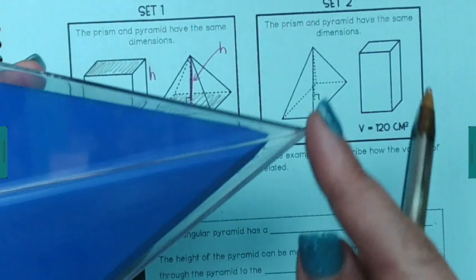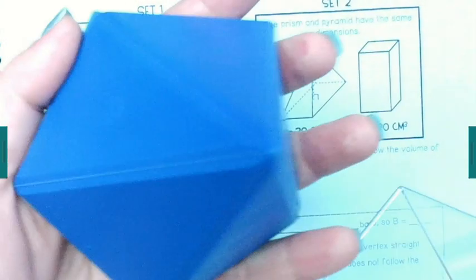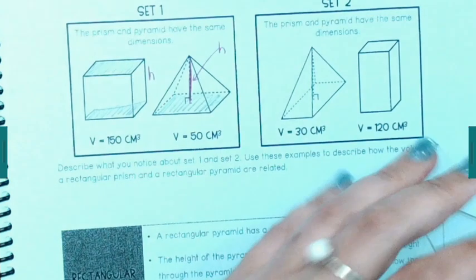Okay, so like I was saying, the vertex is this top point. This is the bottom. So that is your height. Your height is not the slant. Okay, it's not the slant. It's going to be that distance from the point to the bottom. Okay, so don't get that mixed up.